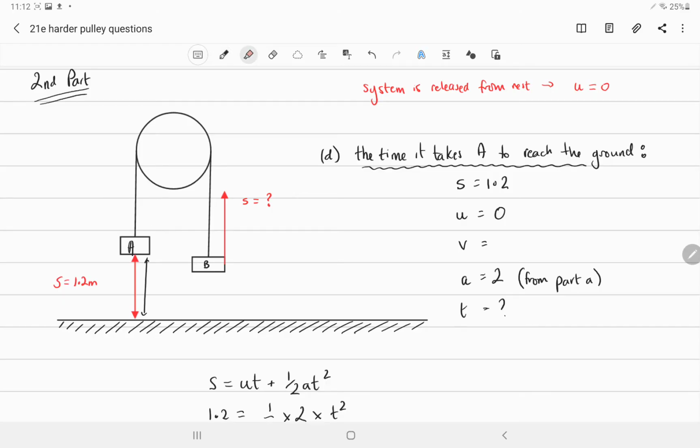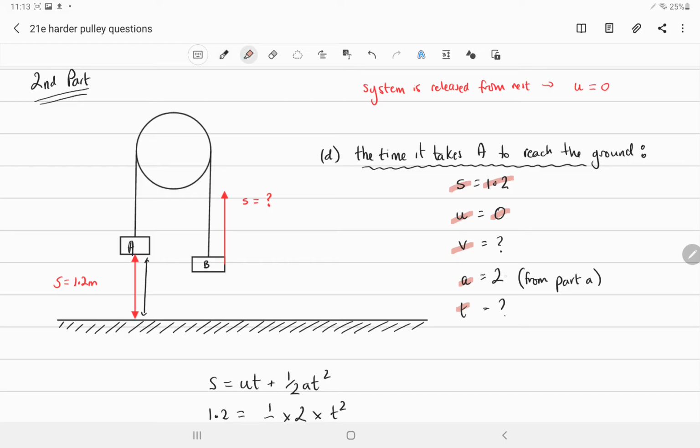So this is suvat, S-U-V-A-T. S is 1.2 because it's in the question. It tells us that A is 1.2 meters above the ground, so S is 1.2. U is 0 because in the question it says that the system is released from rest. So A is effectively dropped at a height of 1.2 meters. V, we don't know. V is the final velocity whenever it hits the ground. We don't know it, but we're actually going to be asked that in the next question.